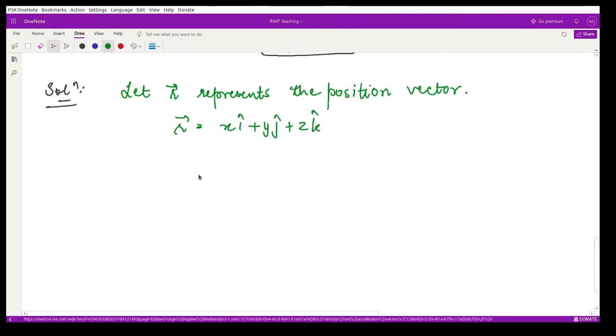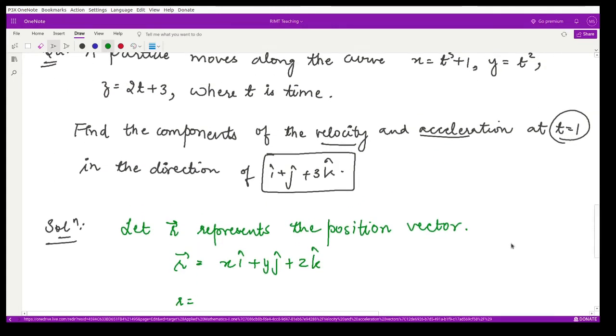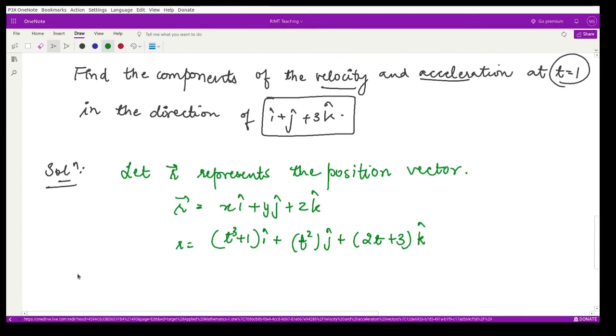So this is equal to, because in the question we are given the value of x as t cube plus 1 i cap, then t square j cap, then 2t plus 3 k cap. We are given this quantity. So what we have to do, you have to calculate the velocity vector. That is equal to the first derivative of this position vector. So that is 3t square i cap plus 2t j cap plus 2k cap.